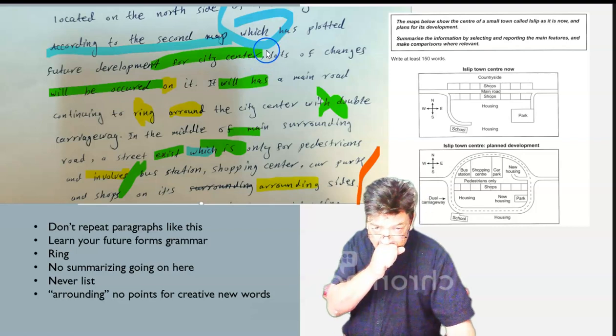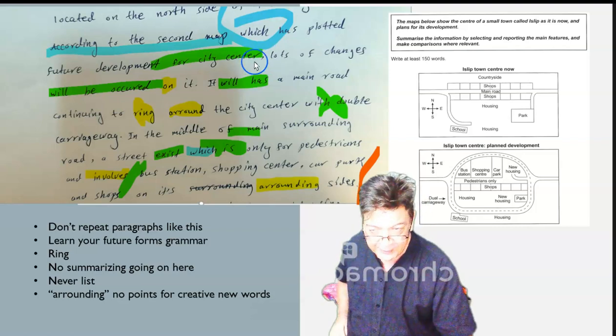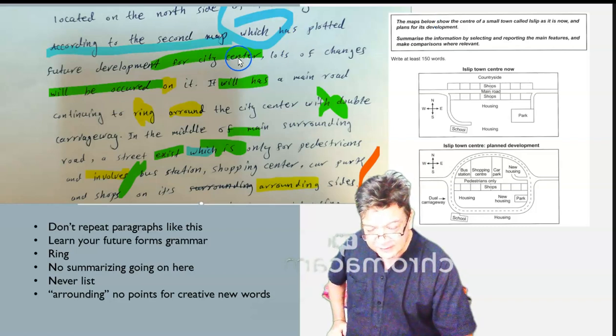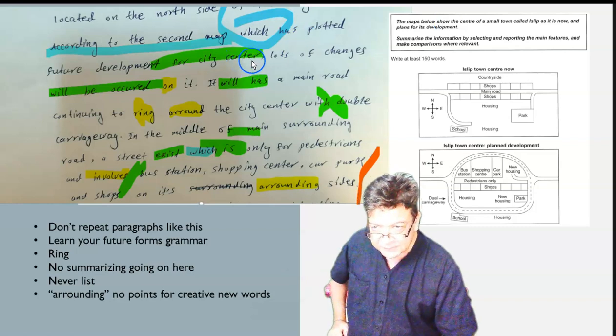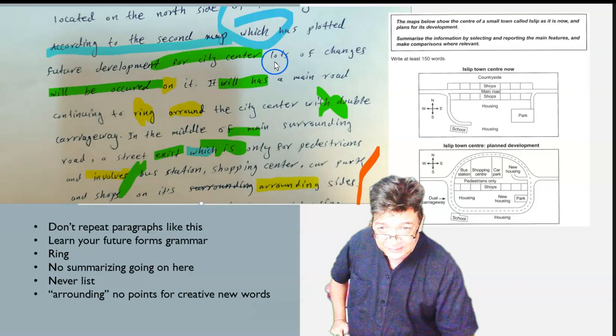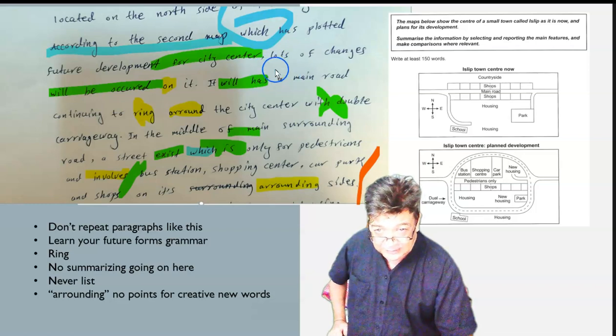Center. You can spell it either way, but it's spelled center, R-E, in the instructions. "Which has plotted lots of changes. There are lots of changes." Not very sophisticated vocabulary, "lots of." "Changes will be occurred on it."